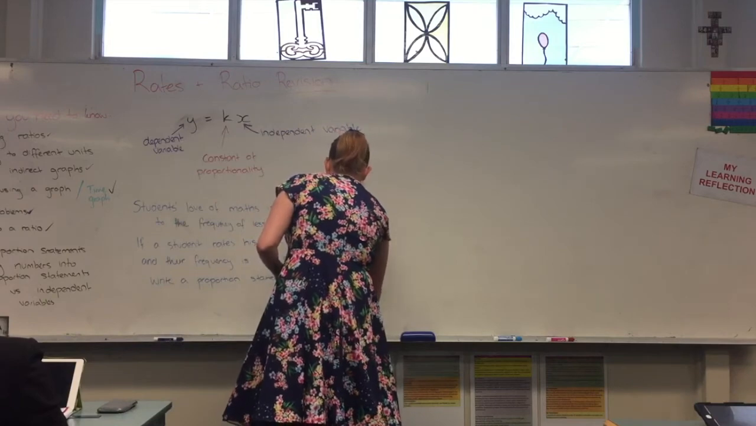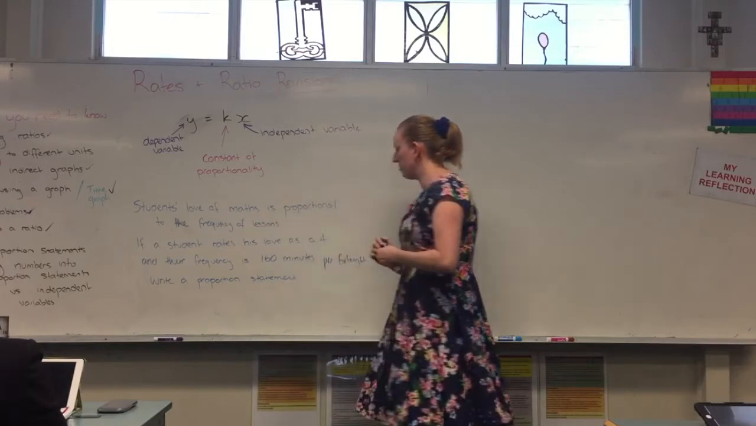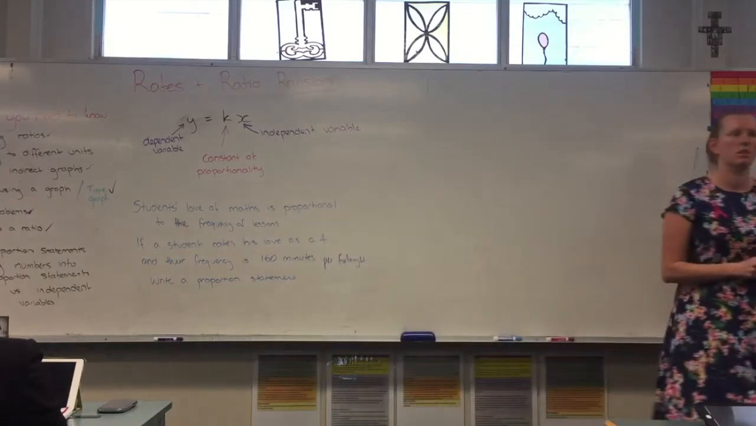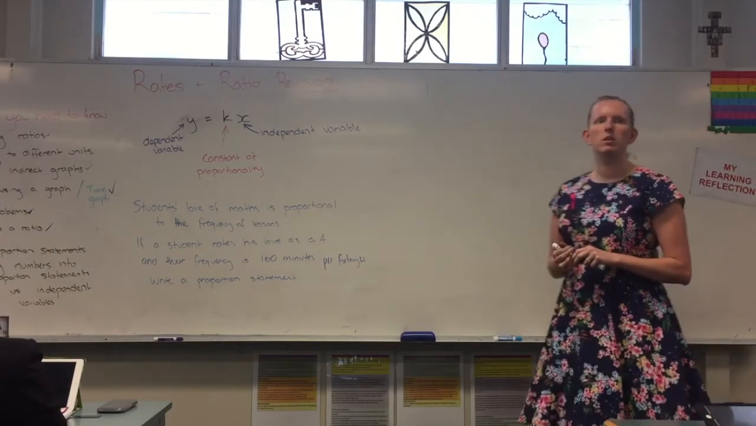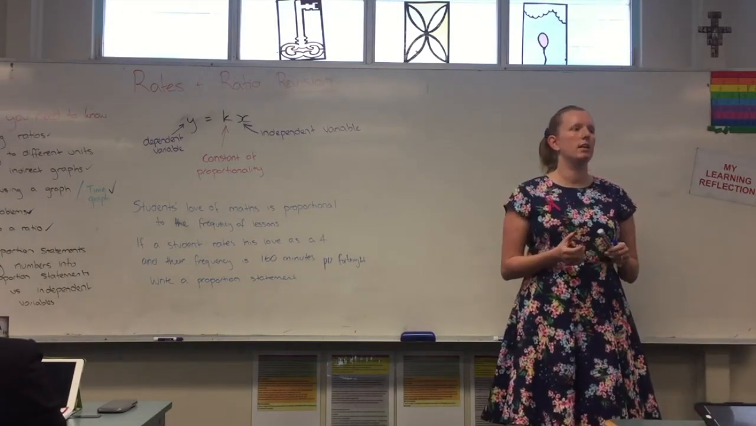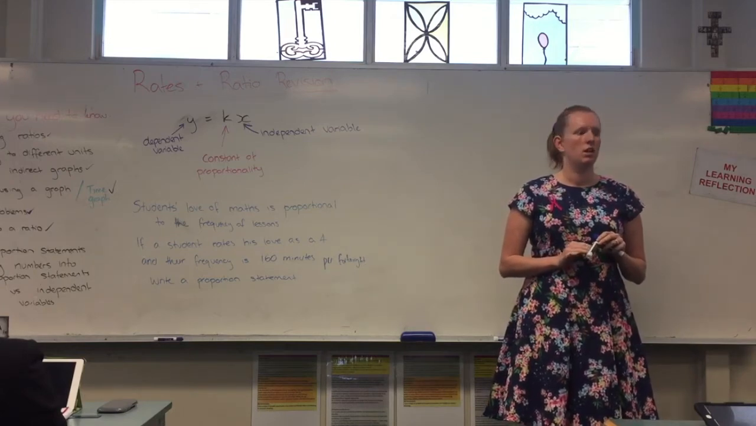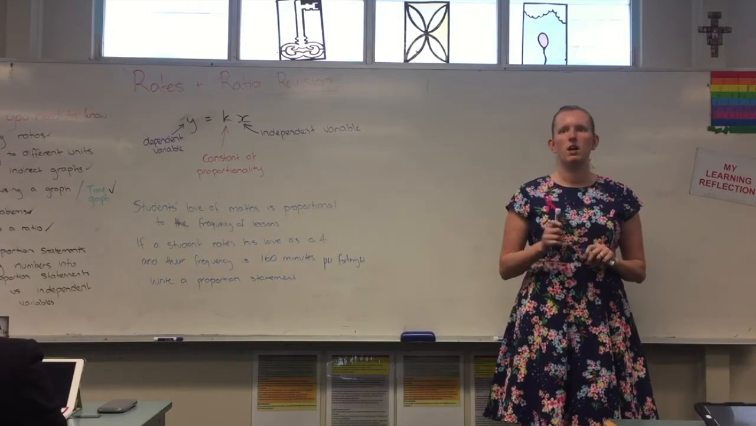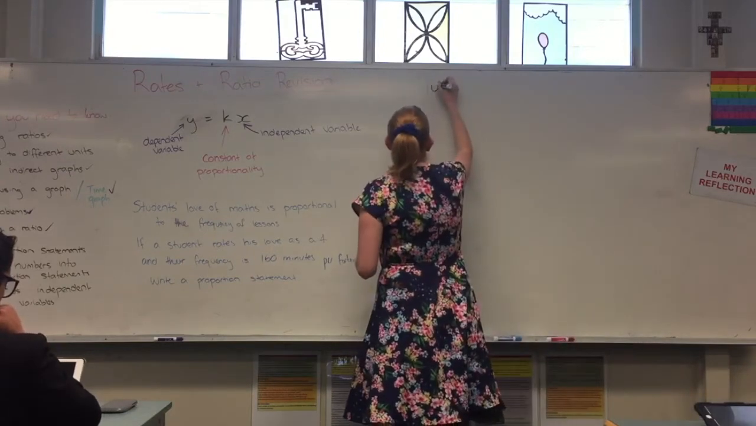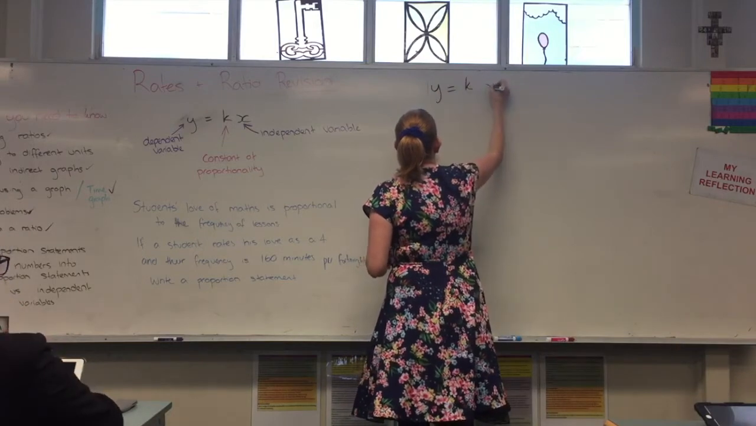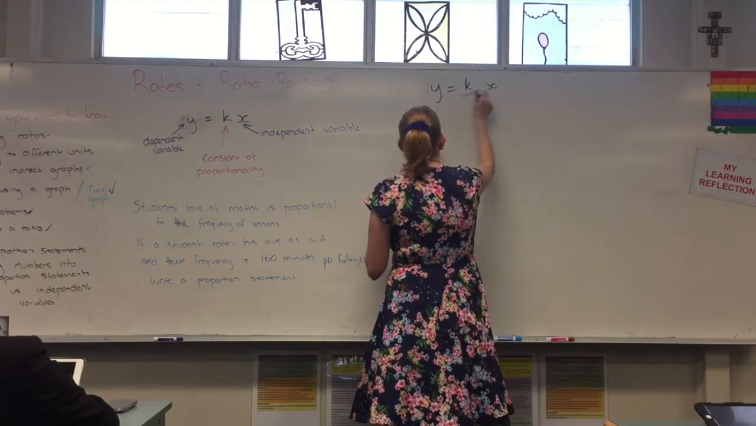I don't know, per fortnight. Per fortnight, write a proportion statement. Okay, so what's the first thing I do? What am I trying to calculate here? What letter am I trying to find? I've got frequency. I'm trying to find k. Fantastic. So y equals kx. K is what I'm trying to find. This is what I'm trying to calculate.